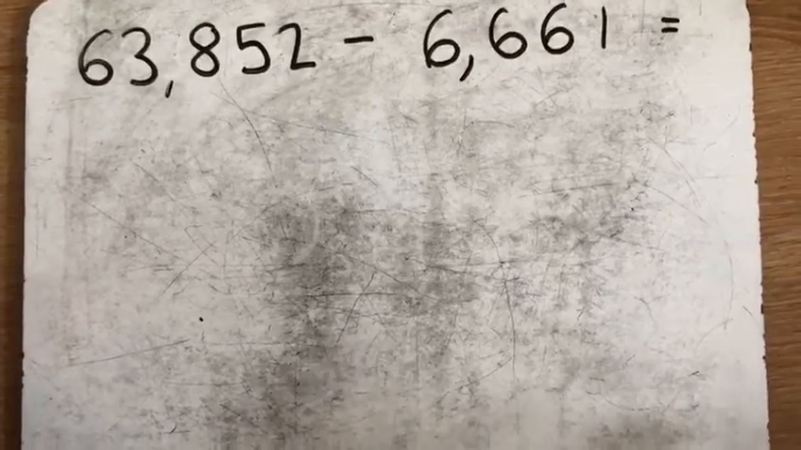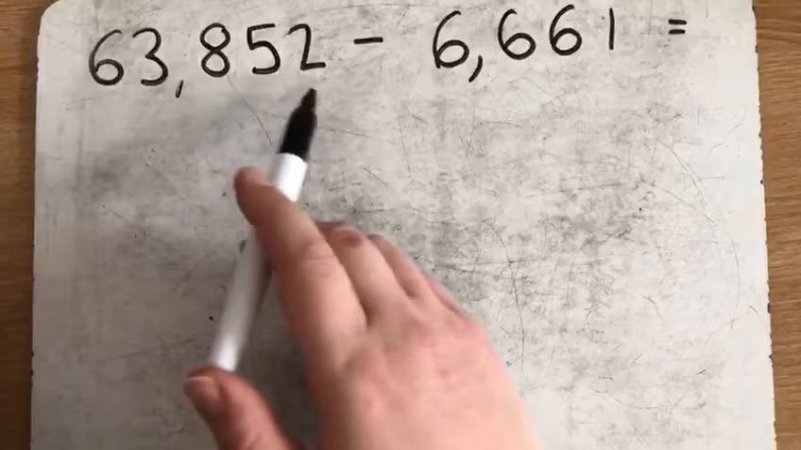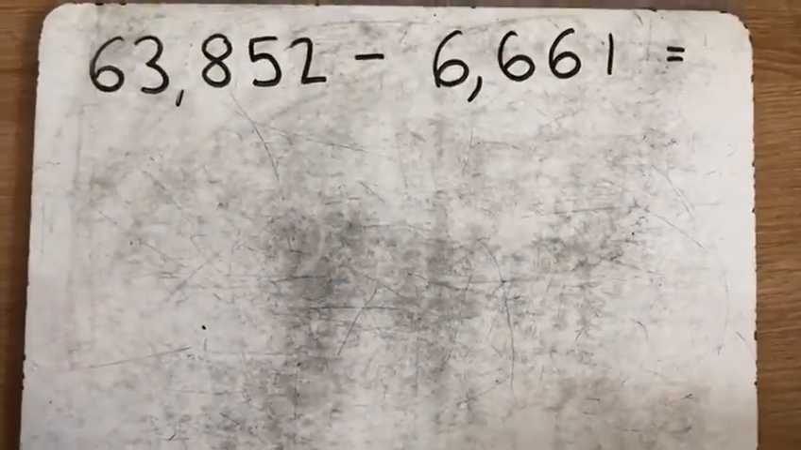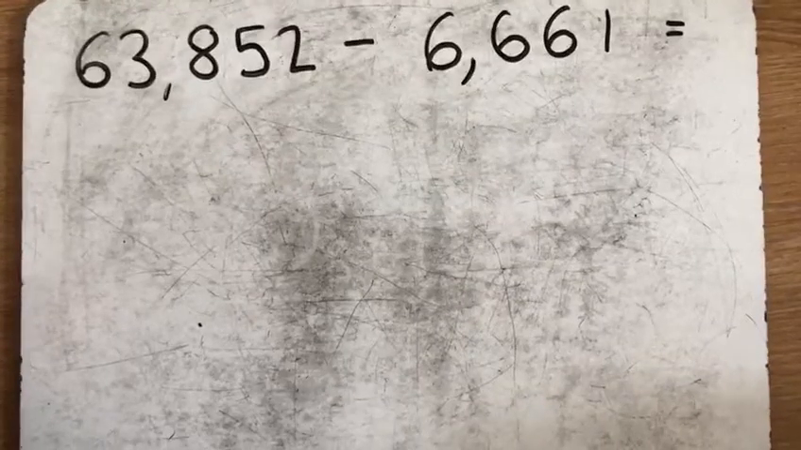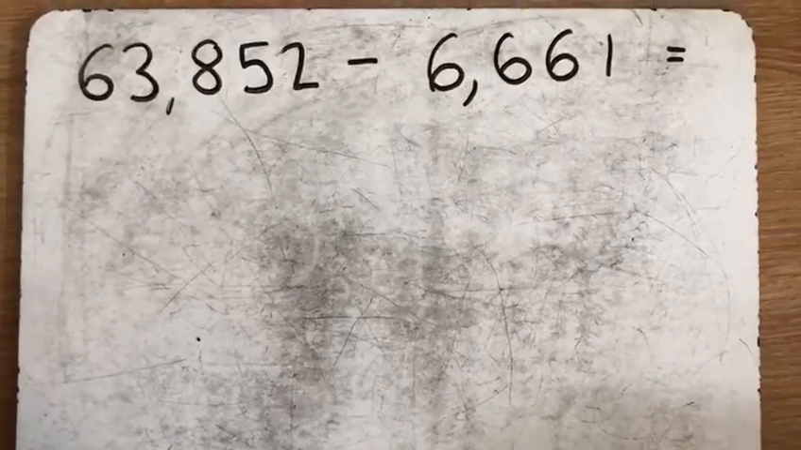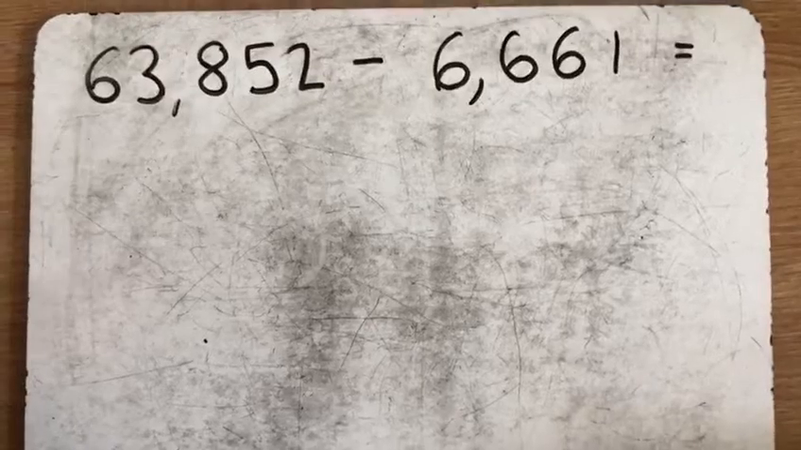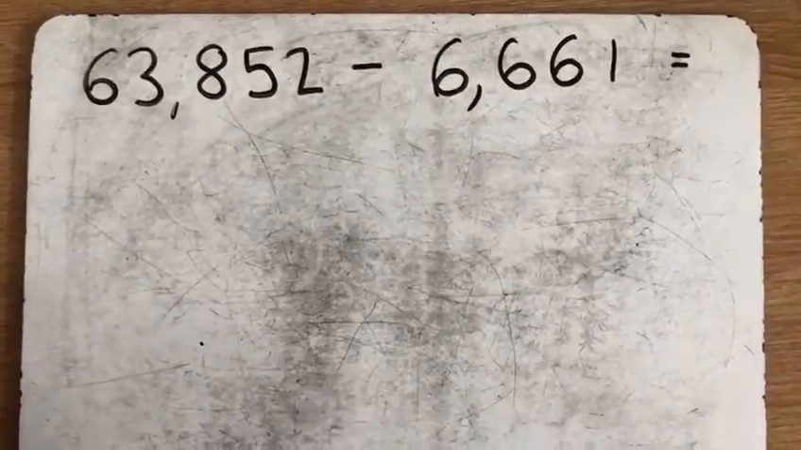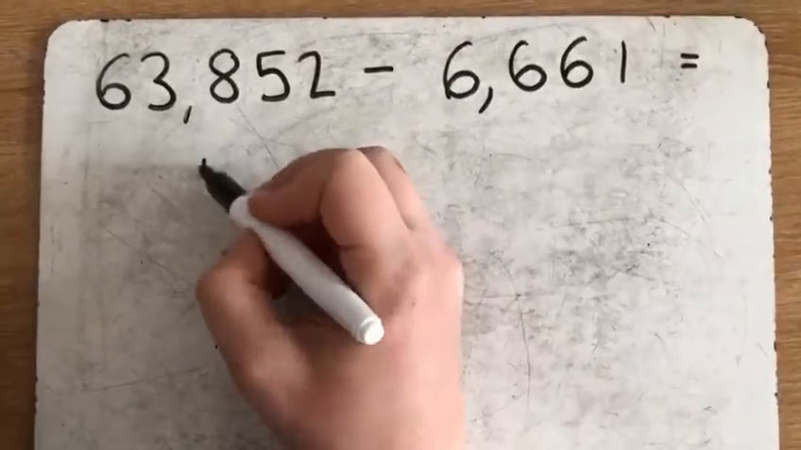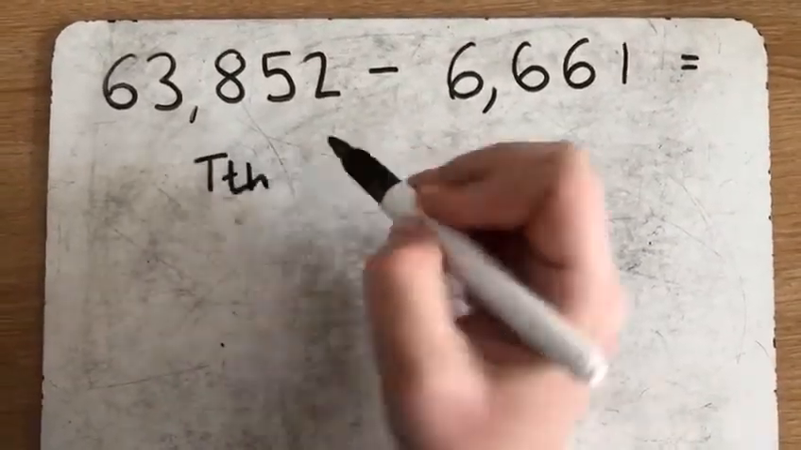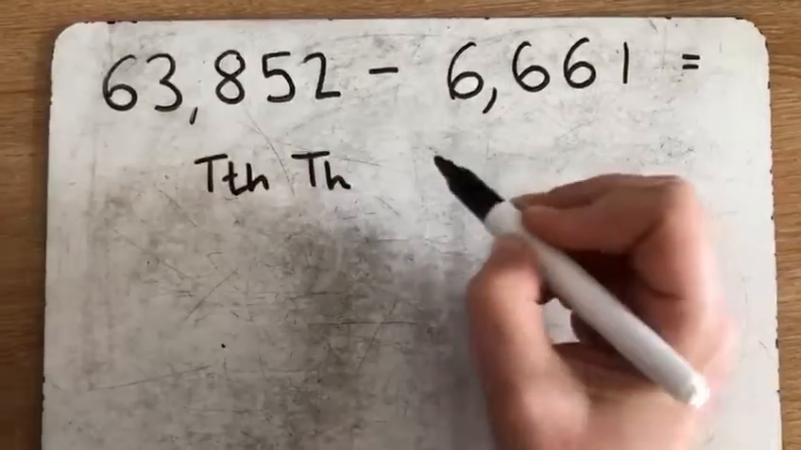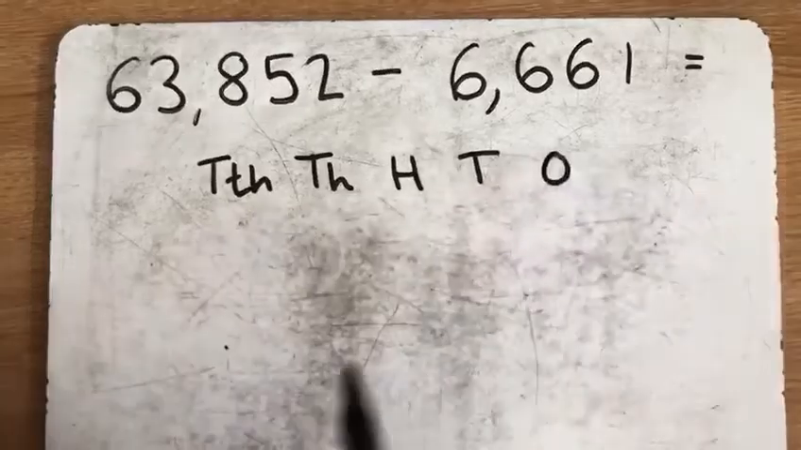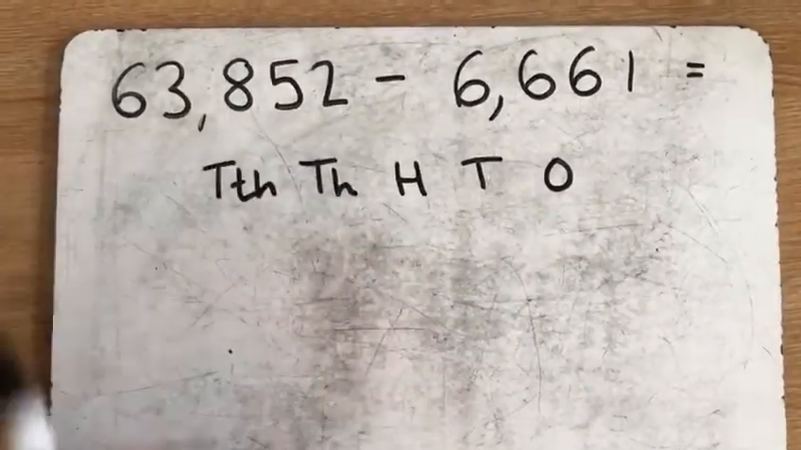I need to place the digits of the minuend. The minuend is the first number in the equation. I need to place the digits of the minuend into the columns according to their place value. So I'm going to label my columns. You don't have to do this, but it might be helpful when it comes to your next number. We have 10,000. We have some thousands. We have hundreds, tens, and ones. I'm basing this all off my first number here.